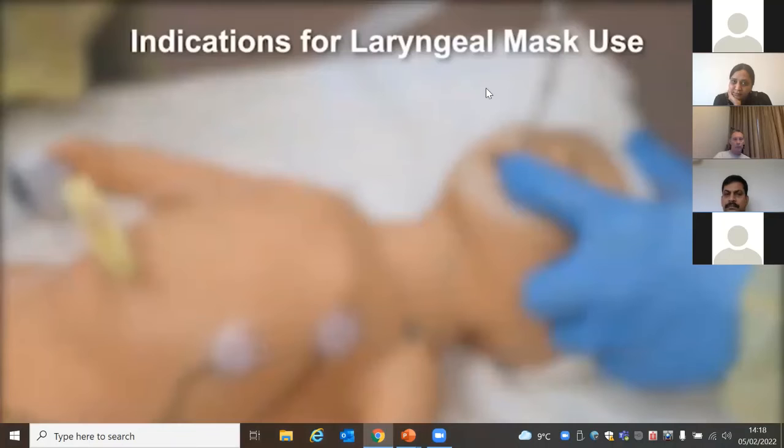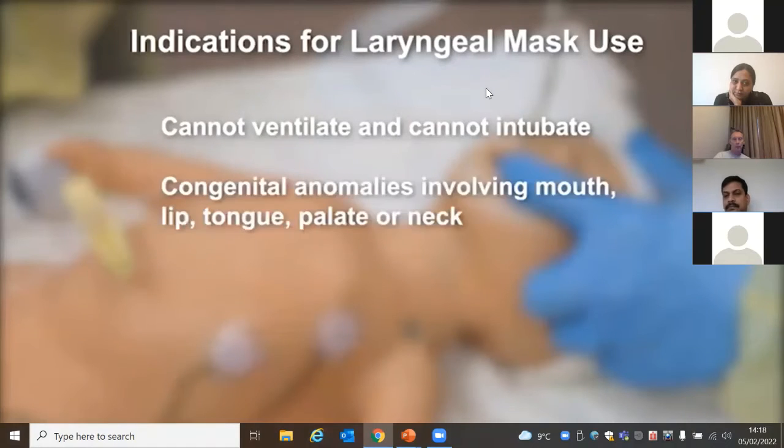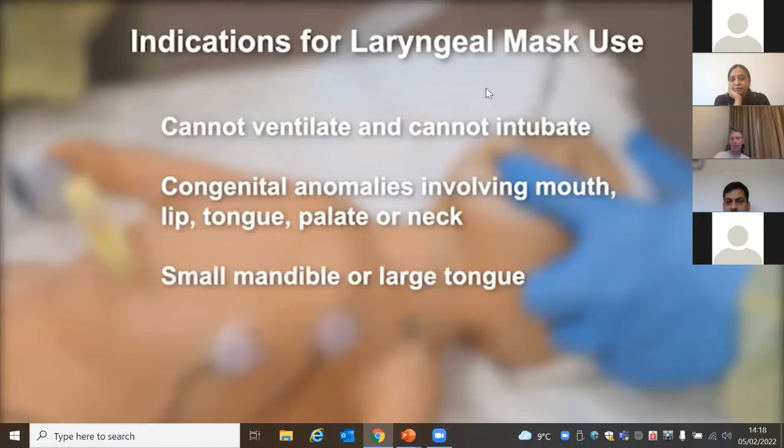Consider the laryngeal mask when, for whatever reason, you can't ventilate and can't intubate, when resuscitating a newborn with congenital anomalies involving the mouth, lip, tongue, palate, or neck, and when attempting to ventilate a newborn with a small mandible or large tongue, where face mask ventilation and intubation are unsuccessful. Examples include Robin sequence and trisomy 21.